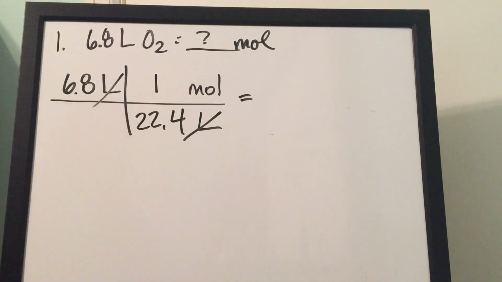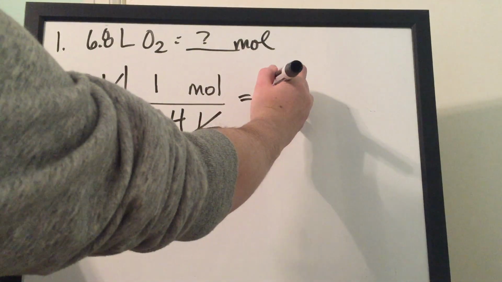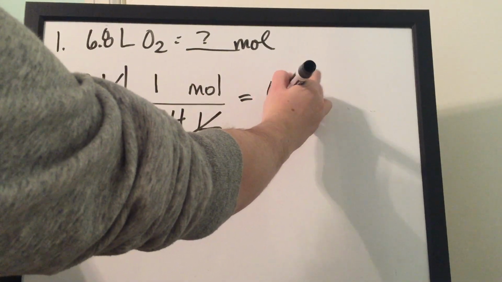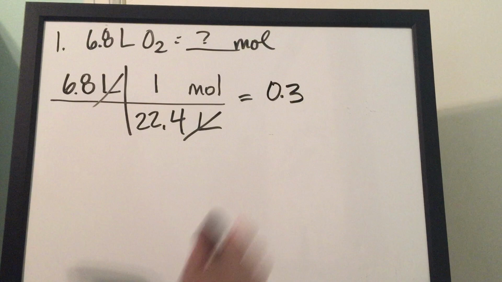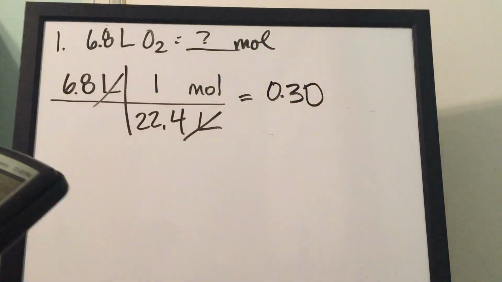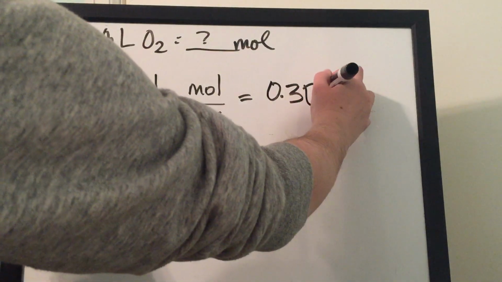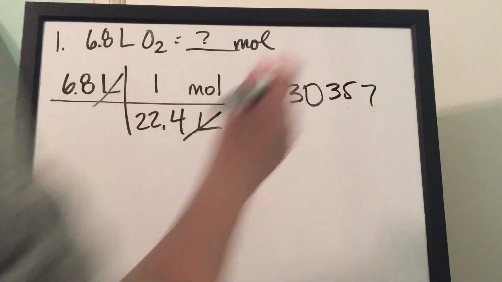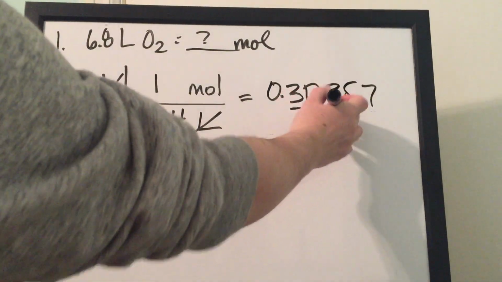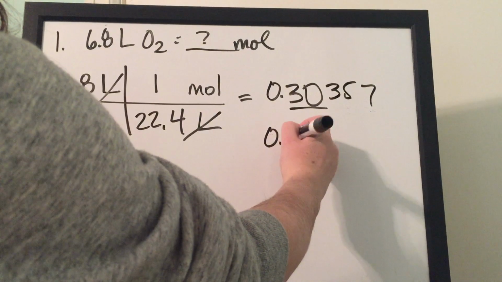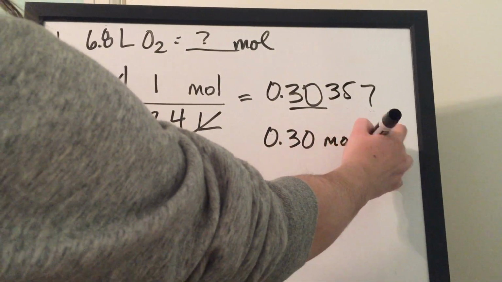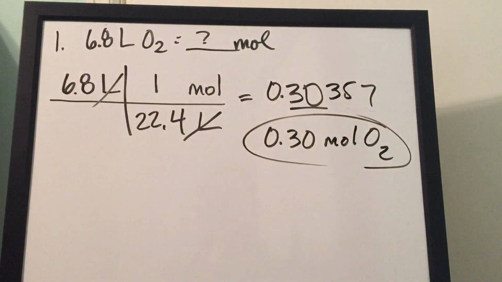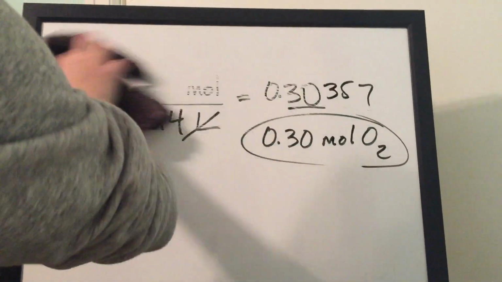I do my division. And to 2 sig figs, my answer comes out to be 0.3. And it's actually going to be 0.30. If you look at your number, the real number that they gave you was something like this. But to only 2 sig figs, the 3 doesn't round that up. So 0.30 moles of O2 is my answer for that one. So very simple. All right, let's do the second one.